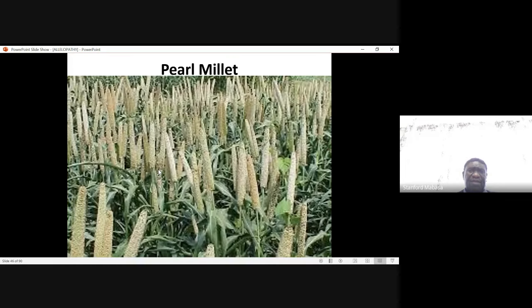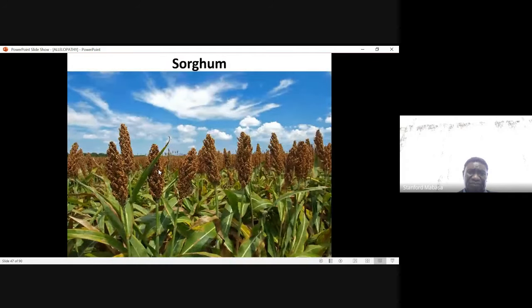So this is permanent, which can also reduce weeds. Sorghum can also reduce weeds.